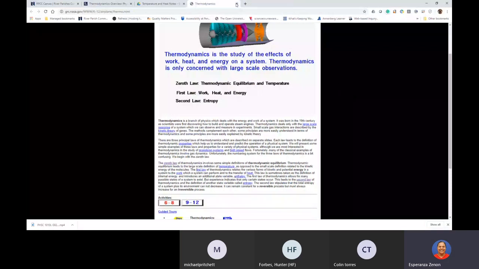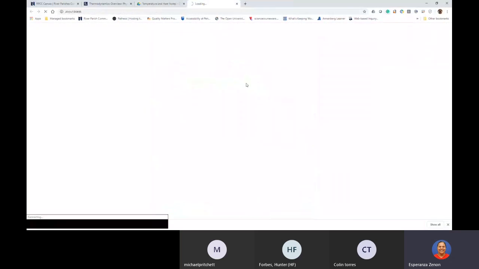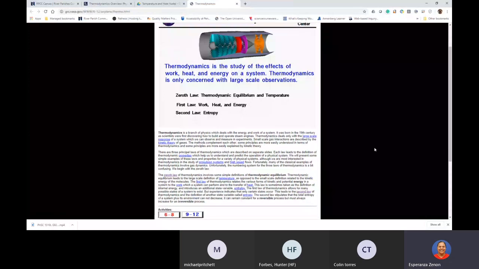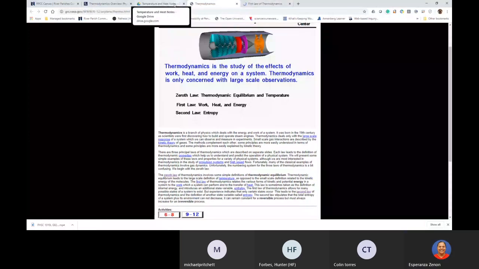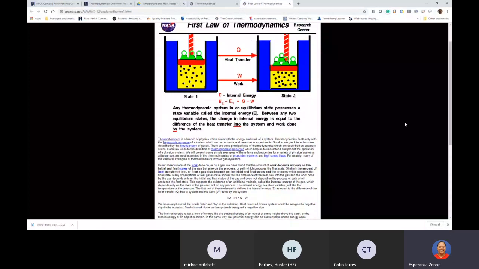Okay, so now let's take a look at our first law of thermodynamics. And so this first law of thermodynamics says that, so we're looking at this from a perspective of the relationship between work, heat, and energy. Okay. And so we need to have an understanding of this idea of internal energy.